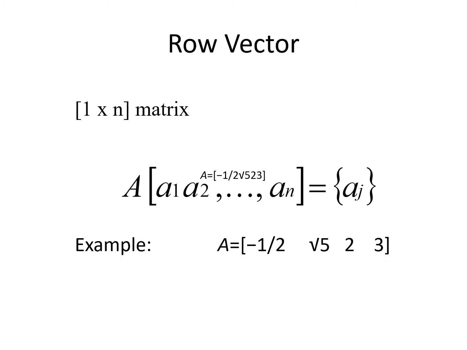Now we'll study the types of matrices. One of the basic types is called the row vector. In this type of matrix, the dimension is 1 cross n, and there exists only one row. In short notation it may be written as a_j, or in long notation as a square bracket a1, a2, up to an.